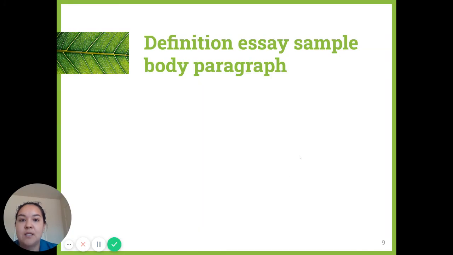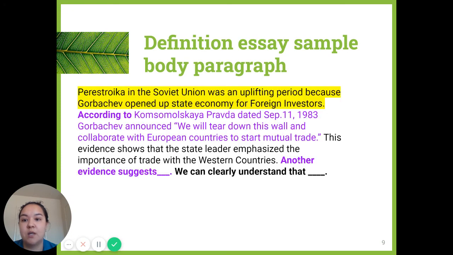Okay, definition essay sample body paragraph. Let's go ahead and read one example together. Again, we're talking about perestroika. This is the body paragraph. Perestroika in the Soviet Union was an uplifting period because Gorbachev opened up state economy for foreign investors.